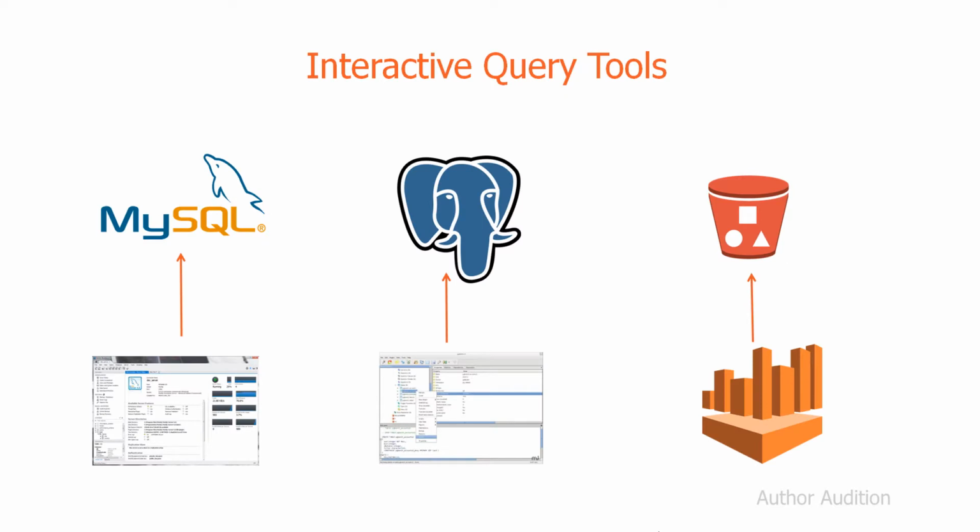Most relational databases like MySQL or PostgreSQL ship with query tools like MySQL Workbench, pgAdmin, or psql. These tools are interactive, which means you can write and run queries from these tools' editors or command prompts. Amazon Athena is exactly like that, except it doesn't communicate with a database server. It fetches data from one or more files stored in Amazon S3. In other words, you don't have to pay for or manage any database server.